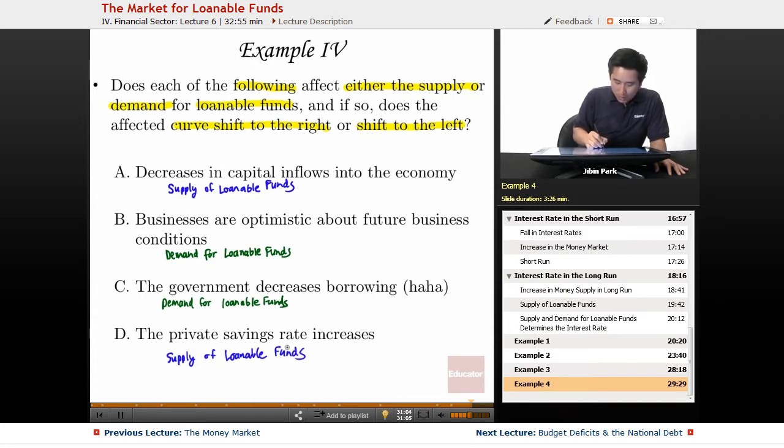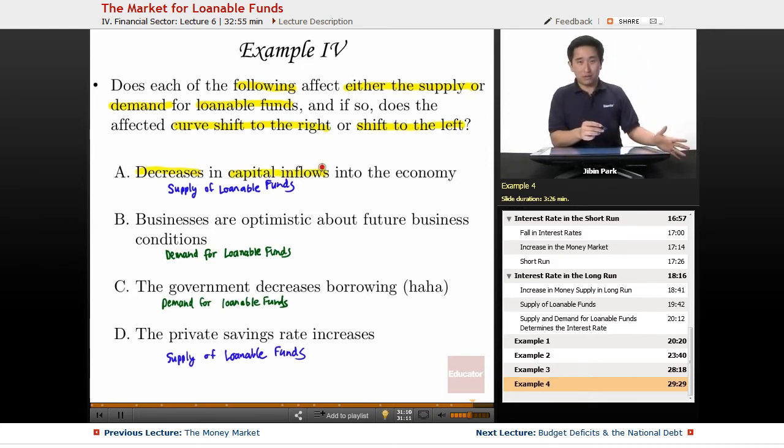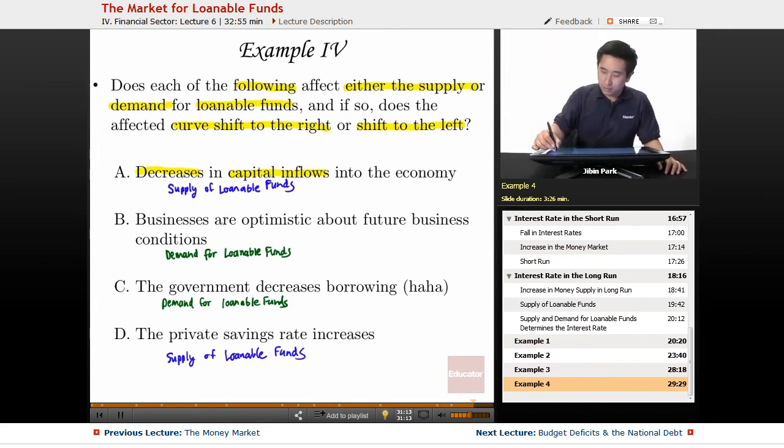Okay, now let's go back to A right here. There's going to be a decrease in capital flow, so that's going to shift the supply curve to the left. There's less supply of loanable funds, so it's going to be decrease. So shift left.